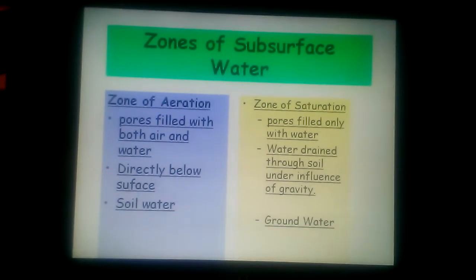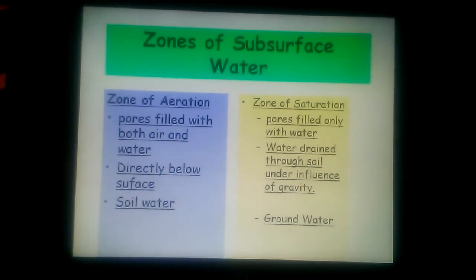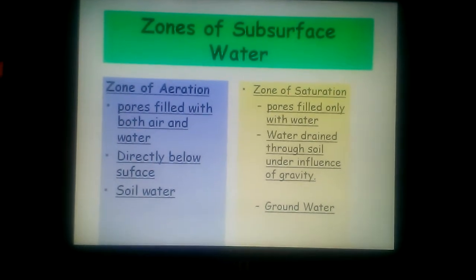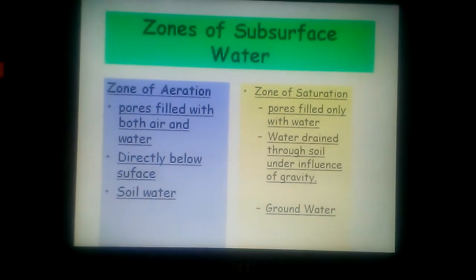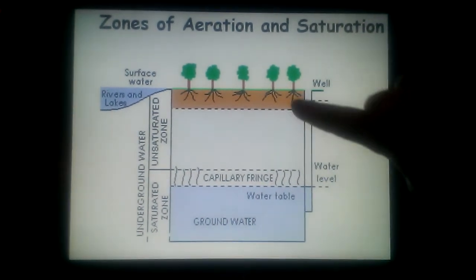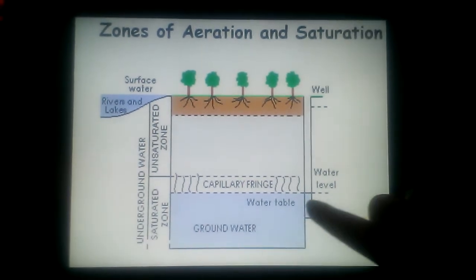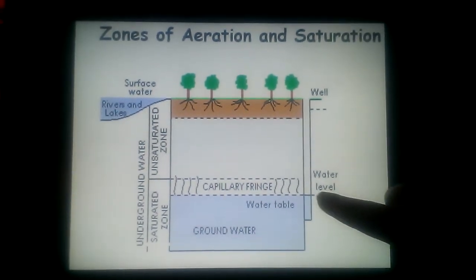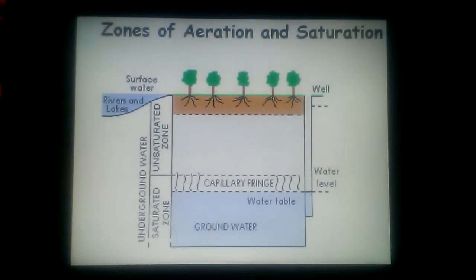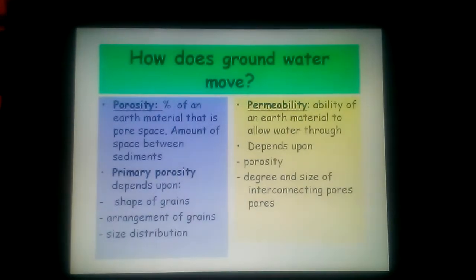So there are several zones underground that we want to keep in mind. We have the zone of aeration, which is mostly air, directly below the surface, and then the zone of saturation, which is completely full of water, and that's where groundwater is going to be found. So if you were looking at it, you'd have your zone of aeration at the top, and then your zone of saturation below. This little area here is the water level, or the water table, and that's where water is going to go up or down depending on whether water is being taken out or put back in.